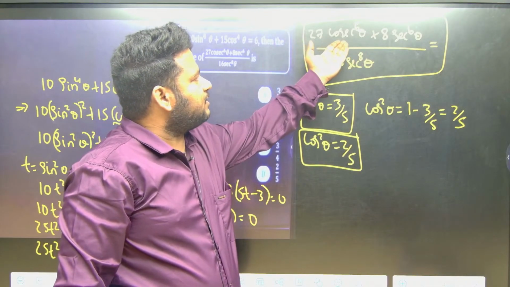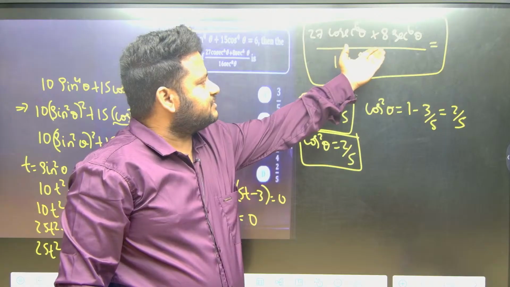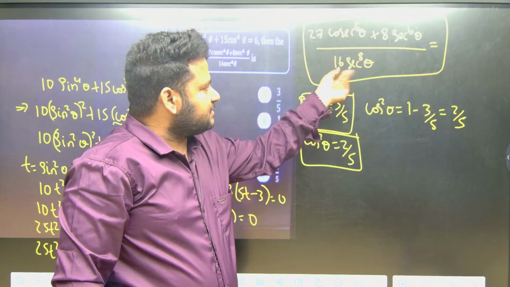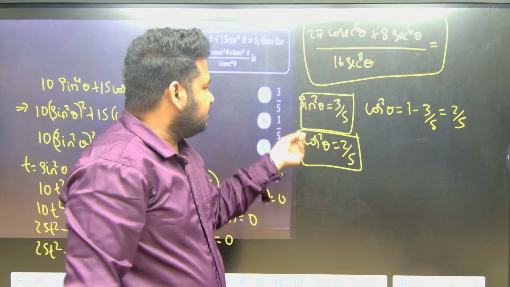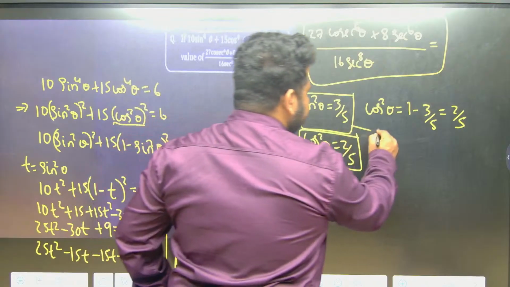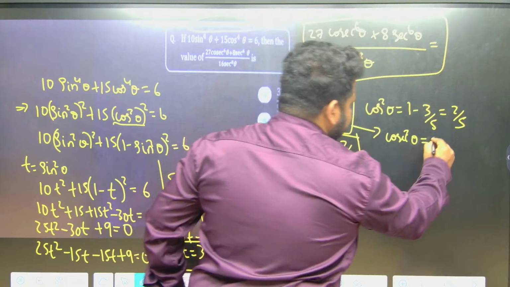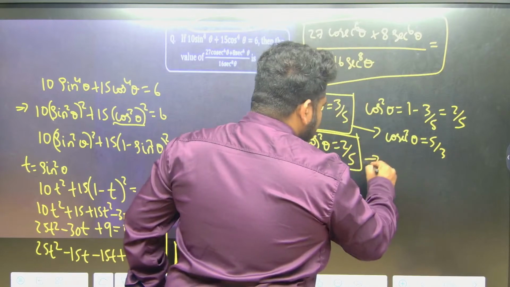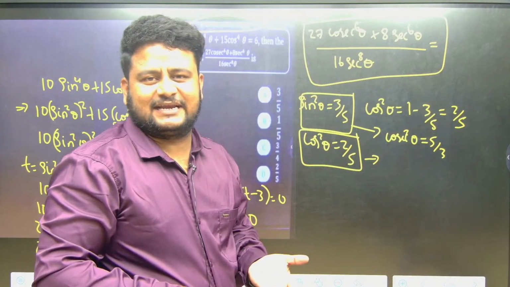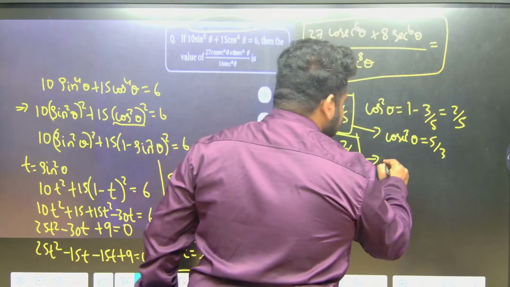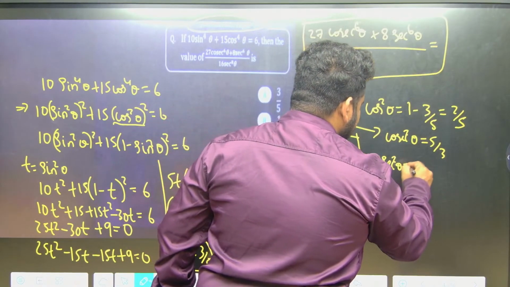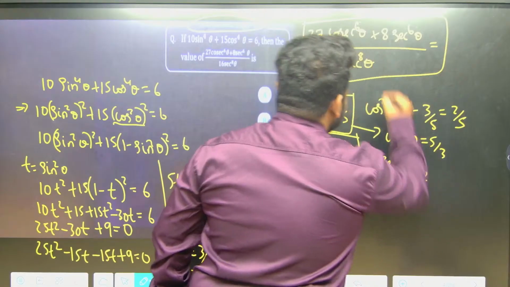27 cosec power 6 theta plus 8 sec power 6 theta, divided by 16 sec power 8 theta. So if I get sin square theta, definitely I can write cosec square theta as 5 by 3. Cos square theta is given, so secant square theta I can write easily because they are reciprocal relations. So secant square theta will be equal to 5 by 2. Just put this value here.